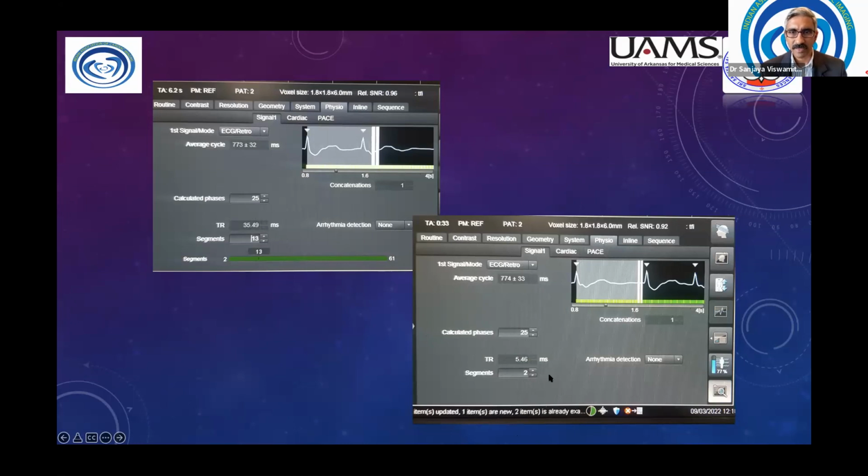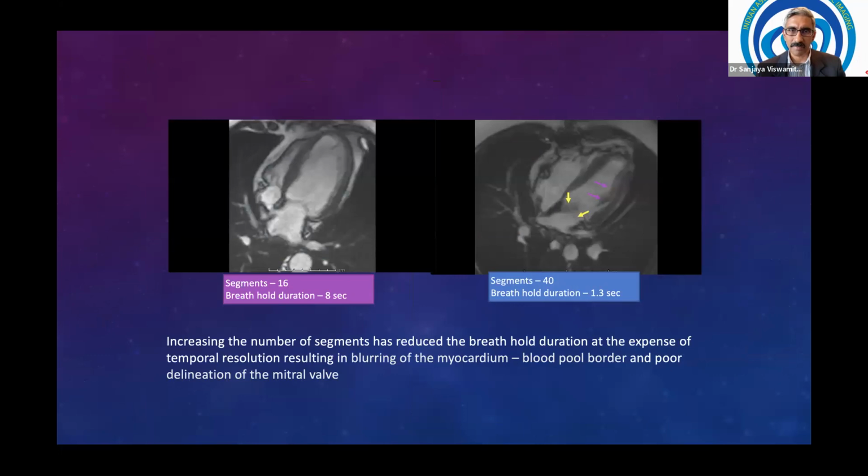Okay. The calculated phases is simply the magnet saying, okay, you can acquire 10 phases, you can acquire 15 phases in your RR interval. If you want to see 25 phases, I will interpolate the information and give you 25 images for that particular examination. This is to put it into perspective.